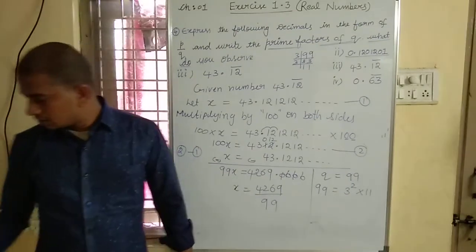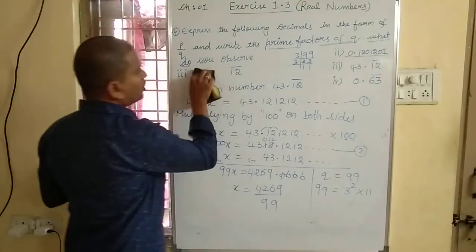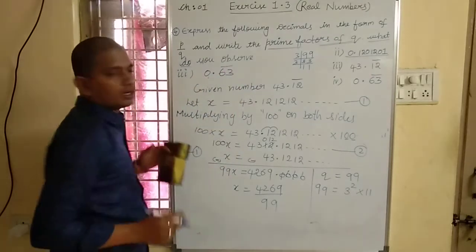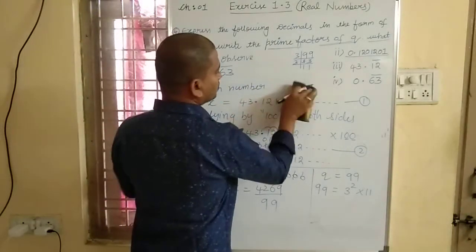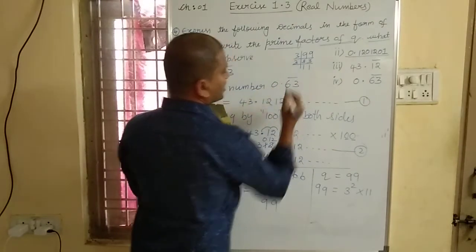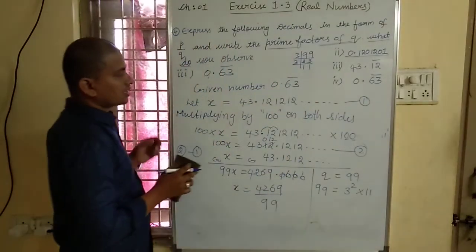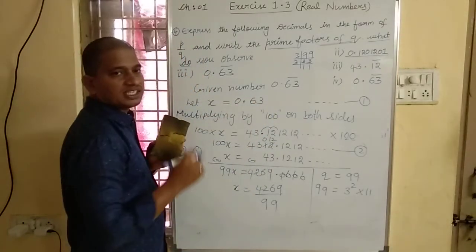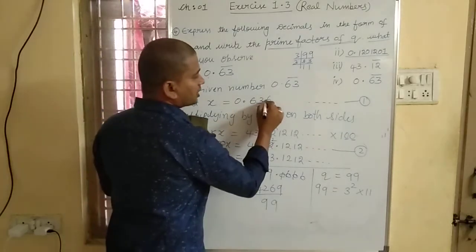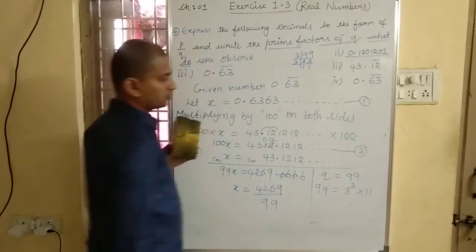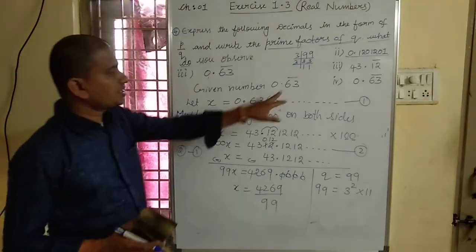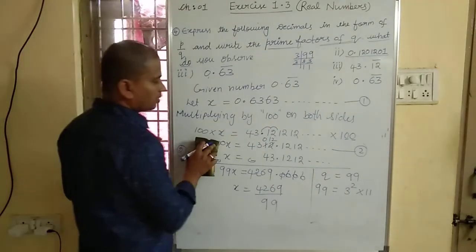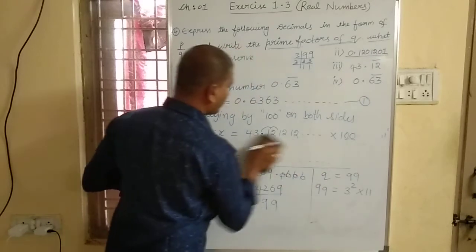Now the last question, that is 0.63 bar. So the given number is 0.63 bar. Okay? You consider that x is equal to 0.63 bar. I mean 63 is repeating several times: 63, 63 and so on. Again the periodicity is 2. So multiplying by 100 on both sides.